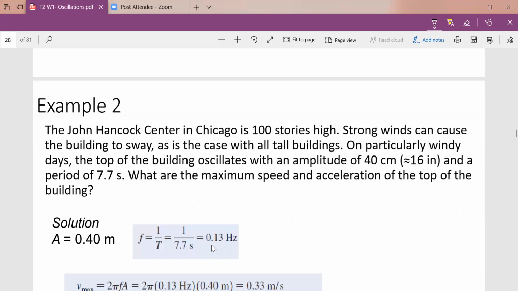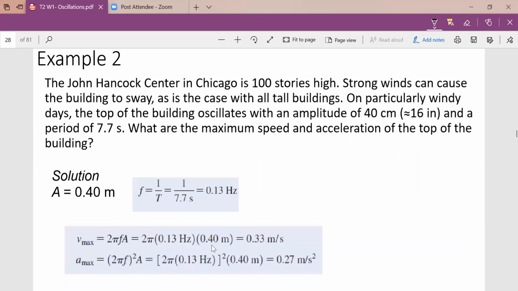Okay, let's see the second example and then we'll be done. The John Hancock Center in Chicago is a 100-story building. Strong wind can make the building sway, so it can cause... No, sorry.